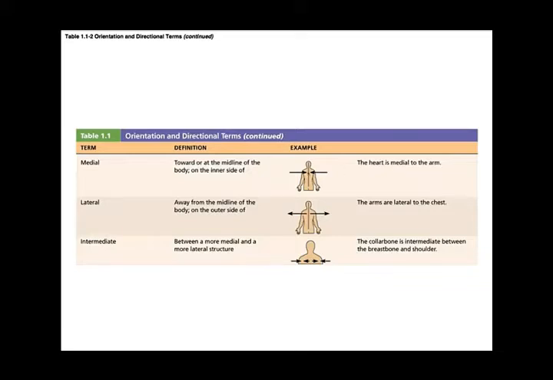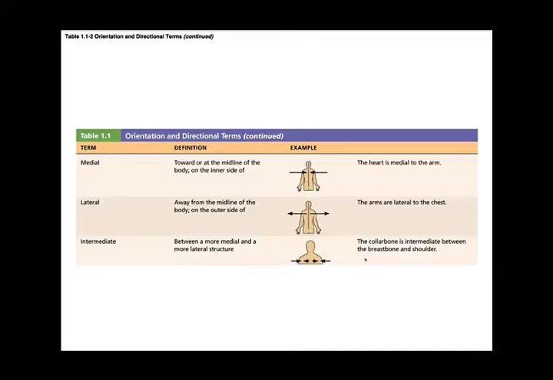So for examples of these, for medial we can say that the heart is medial to the arm. The arms are facing outwards and the heart is inside. We can see that the heart is very near to the midline, so the heart is medial to the arm. Second, talking about the lateral part, we can say that our arms are lateral to the chest, or our limbs are lateral to the chest, because the chest is lying toward the midline and the arms are outside the body.